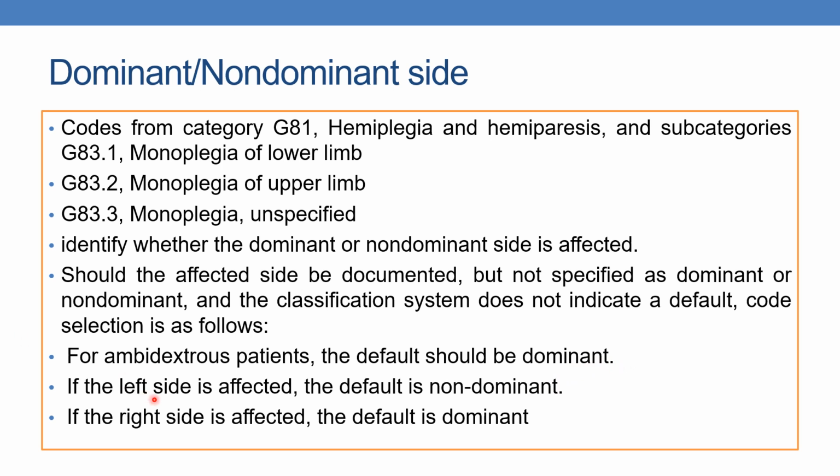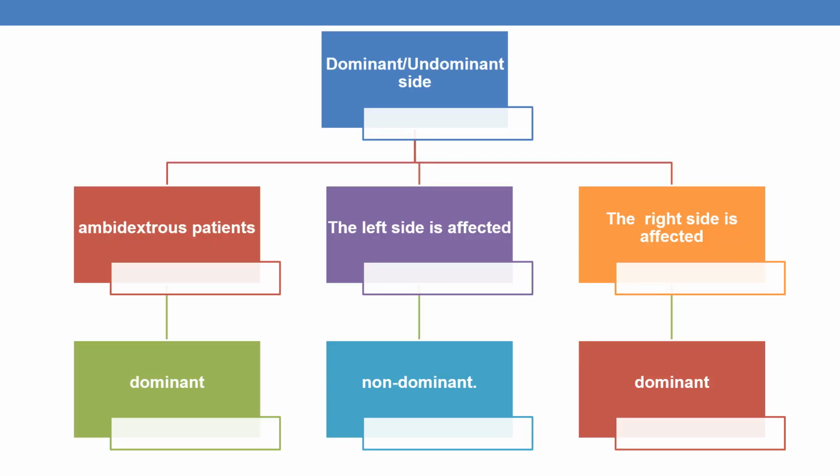Next, if the left side is affected, the default is non-dominant, because we consider the majority of the people are right-handed. And if the right side is affected, the default is dominant. Let us see here, dominant and non-dominant sides. For an ambidextrous patient, any side, you should code only dominant.